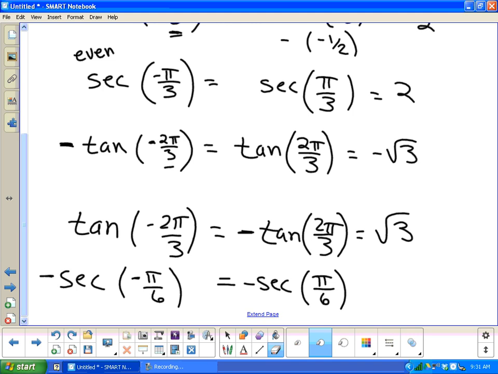Now, let's see. What is the secant of pi over 6? Well, the cosine is square root of 3 over 2, so the secant would be 2 over square root of 3. Nuh-uh, because secant is even. Go back to this one. We wrote secant of negative pi over 3 is just secant of pi over 3. You don't throw the negative to the front there, because secant is even.